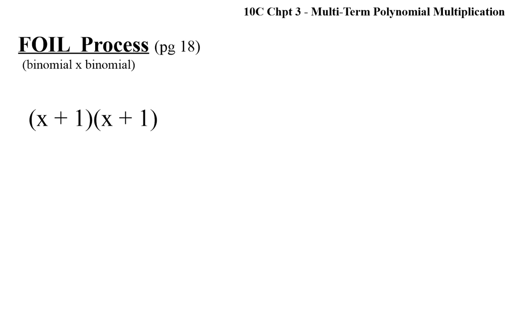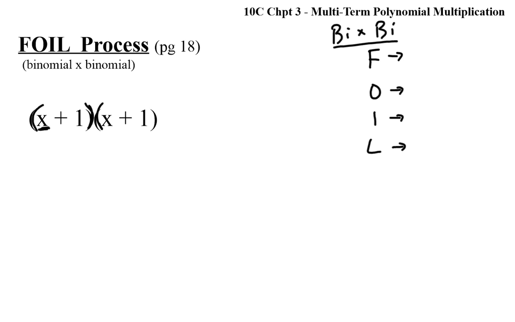Now I don't want to use one of those grids every time. So we need a process, and the process is referred to as FOIL. FOIL is what we use for binomials times binomials. Well, what did we do? We had to take our first term because it's a binomial times a binomial. Bracket beside a bracket is multiplication.